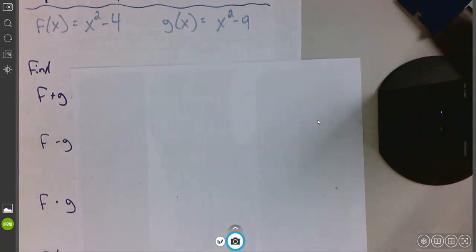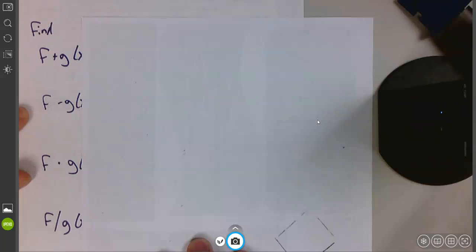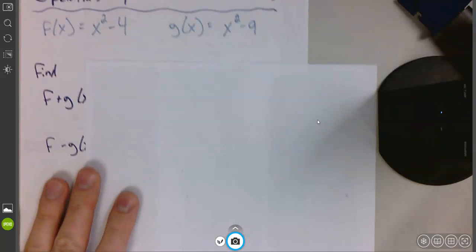I want you to add them, subtract them, multiply them, and divide them to the best of your ability, and simplify, obviously. So take a minute, hit pause, try all four of those operations. Come back, and we will check your answers.